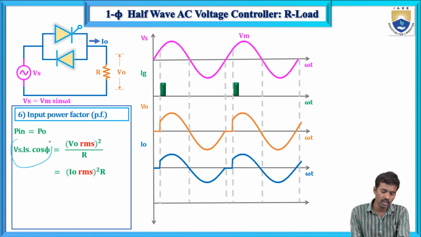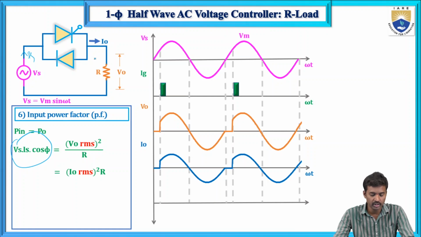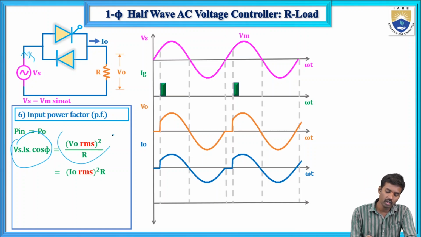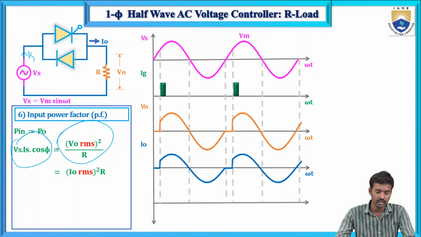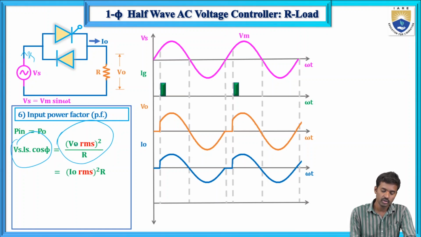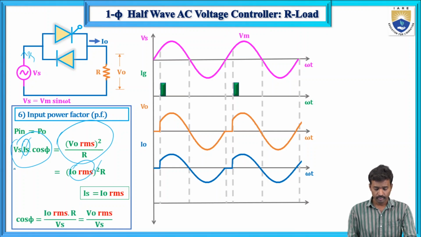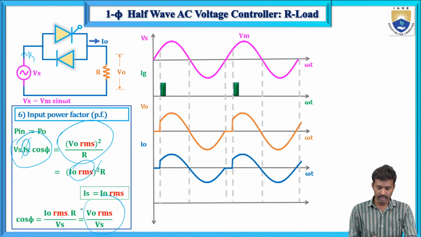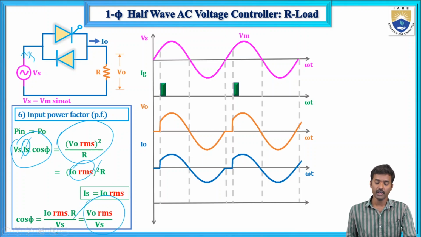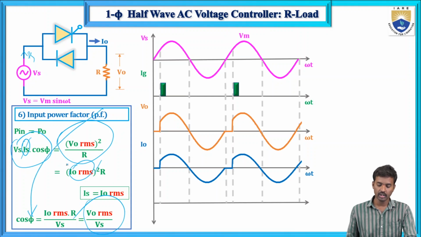So now here, input power equals supply voltage into Is into the cosine of the angle between voltage and current, that is cos phi, the input power factor. And output power we have already calculated in the previous slide. That is V0 RMS square by R or I0 RMS square by R. But here Is equals I0 RMS, so you can cancel these two. So now here I0 RMS into R divided by Vs, that is the input power factor, the cos phi.